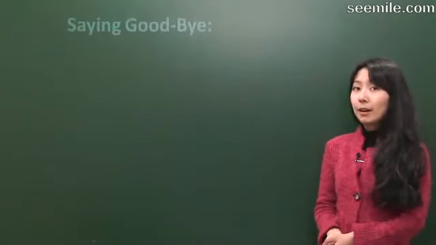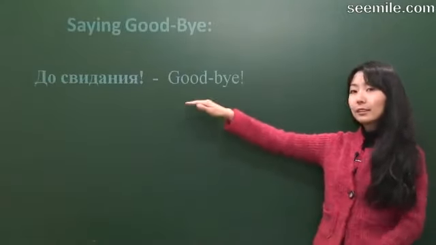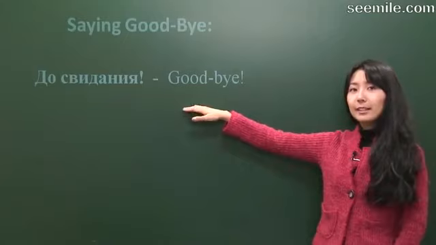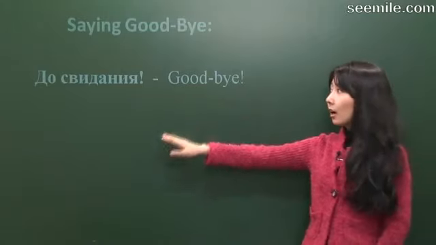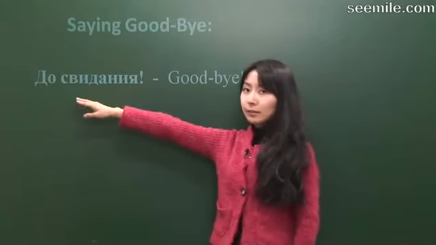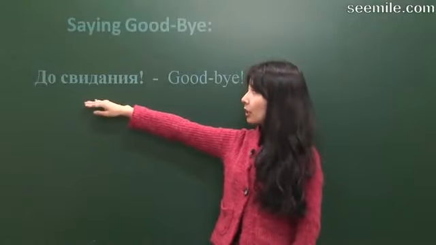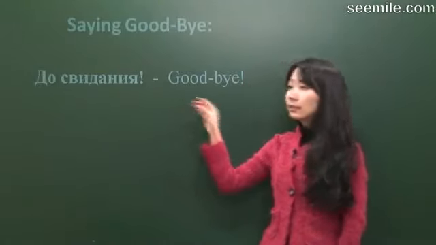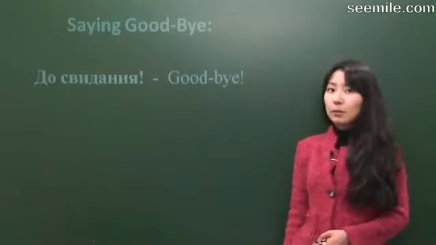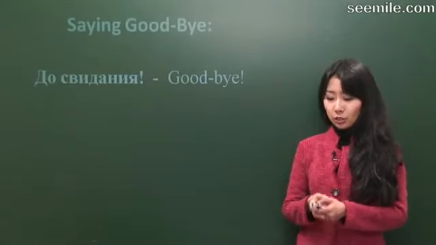Now, saying goodbye. The most common way to say goodbye in Russian is До свидания. До свидания. Although there are two words, one of them is a preposition, you read it as one word. До свидания. This is good for both formal and informal situations.